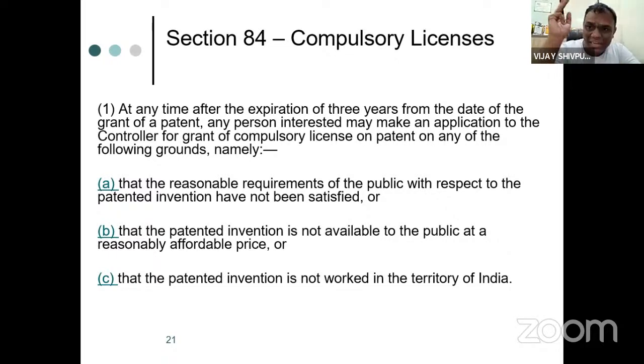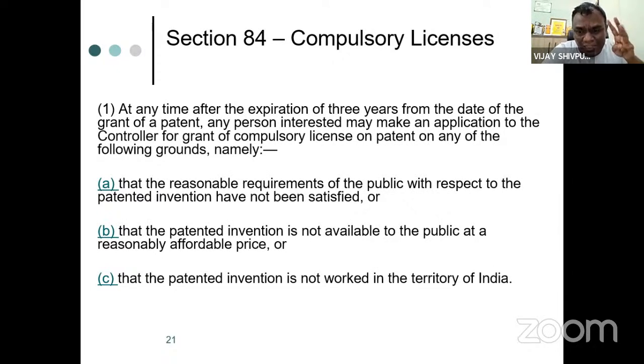So there are 3 basic grounds. First, the reasonable requirement of the public with respect to the invention has not been satisfied. That means there is a requirement for the product in the market, but they are not in a position to fulfill that requirement. Secondly, the invention is not available to the public at a reasonably affordable price. Thirdly, the invention is not worked in the territory of India. The grounds seem simple, right?